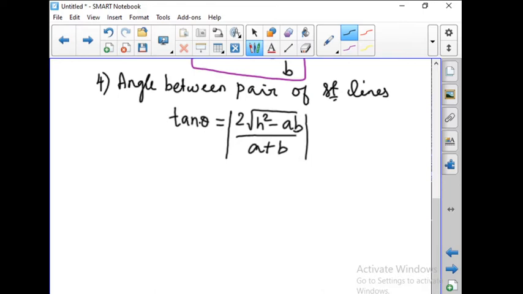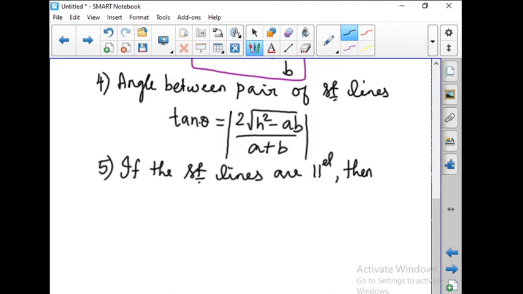2 into root of h square minus ab divided by a plus b. So if the straight lines are parallel, then h square minus ab equal to 0. That is h square is equal to ab. So if the straight lines are parallel, the condition is h square is equal to ab.